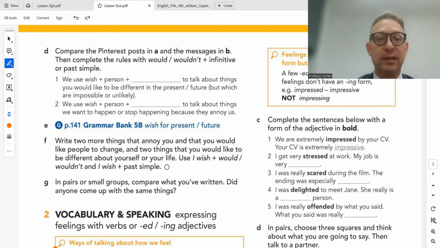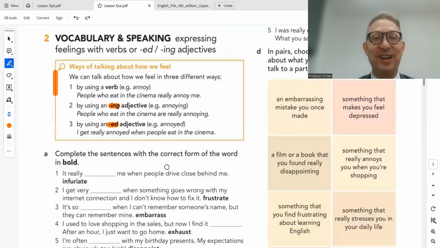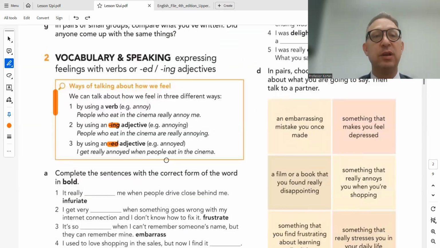Now we're going to go to vocabulary, and this is where it gets quite interesting because we're talking about how we feel with I wish. We know what you're feeling because you tell us you wish things would be different. But we can express how we feel in 3 different ways. And this is actually a very good exercise. And I highly encourage you to practice this with your speaking partner or with yourself in the mirror. You can do both.